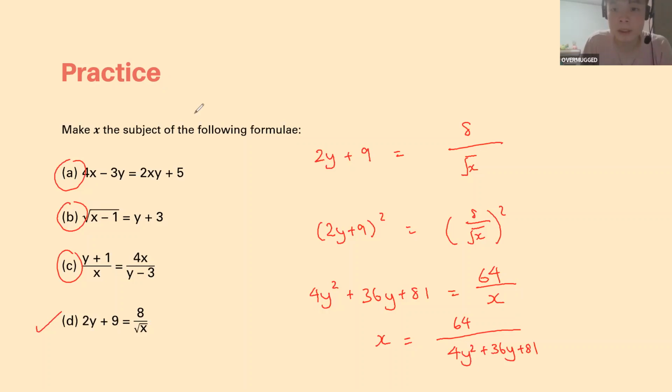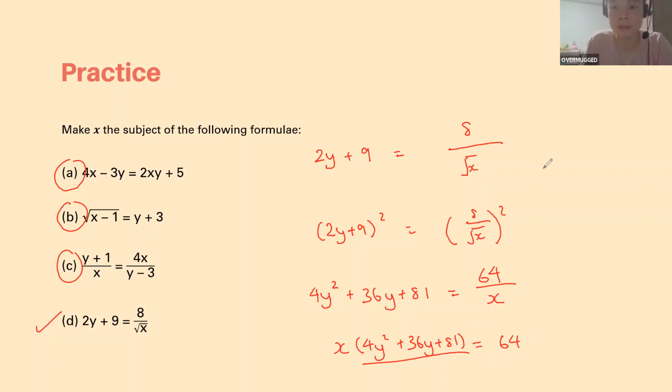Why is 64 on top? Oh, you all cannot see? Okay, so you see from here. Do it one by one. I times x on both sides first, and I have this. Then I need to bring across this whole set to the other side: 4y squared plus 36y plus 81. So this is why 64 is on top.